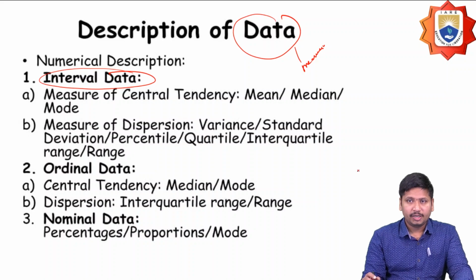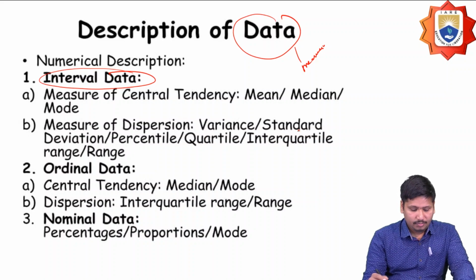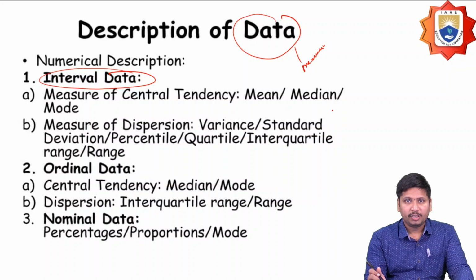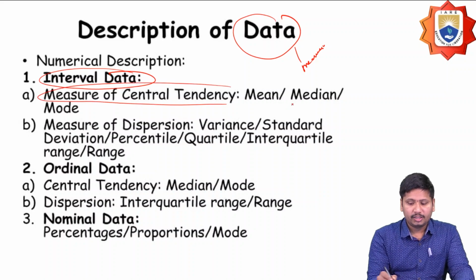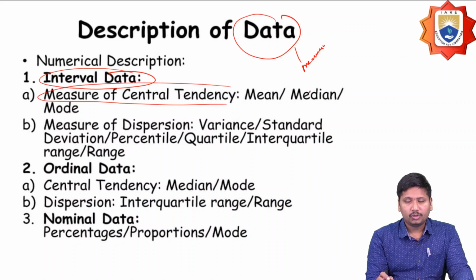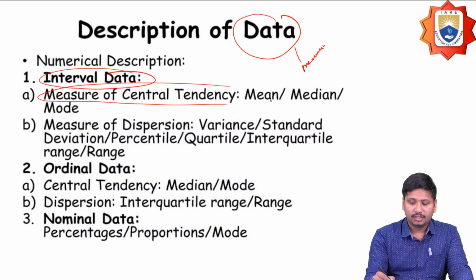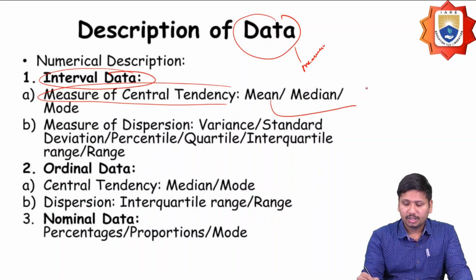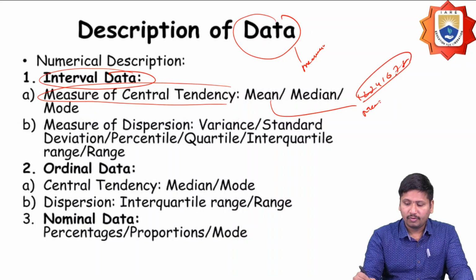So measures of central tendency means mean, median, and mode. That means I'm going to consider mean, median, mode as the measures of central tendency. So how is the mean going to be measured? The mean is the sum of all the values divided by n. The median is the middle value of the values, that should be treated as the median.